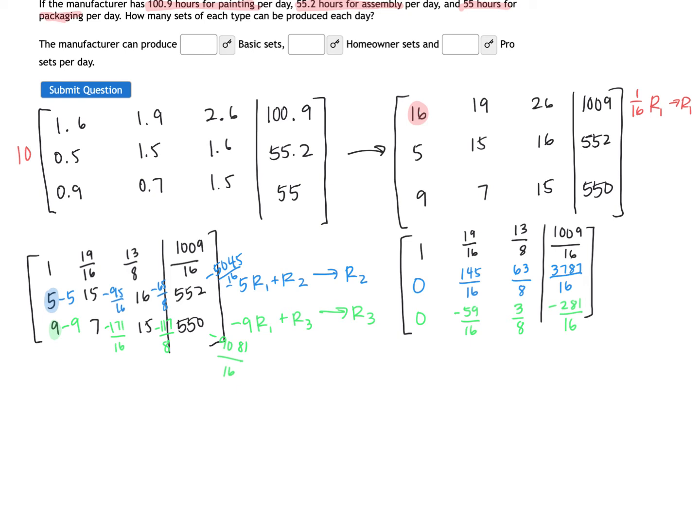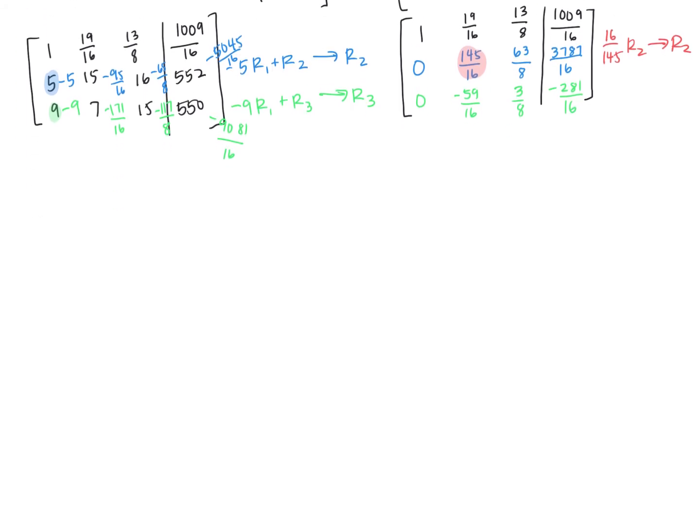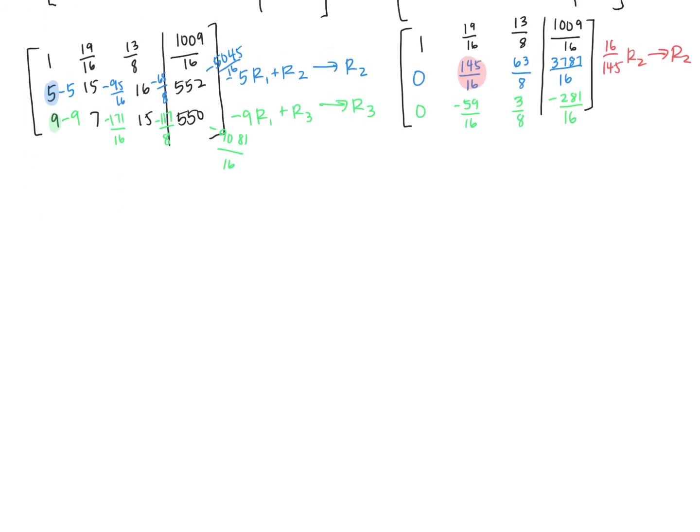So the next goal is to try to get a 1 in position A22. So we want this 145 over 16 to become a 1. And so we do that by multiplying by the reciprocal. So we would do 16 over 145 times row 2 and replace row 2. All right, so let's see what we get when we do that. So right now I'm just replacing row 2. So row 1 stays the same.